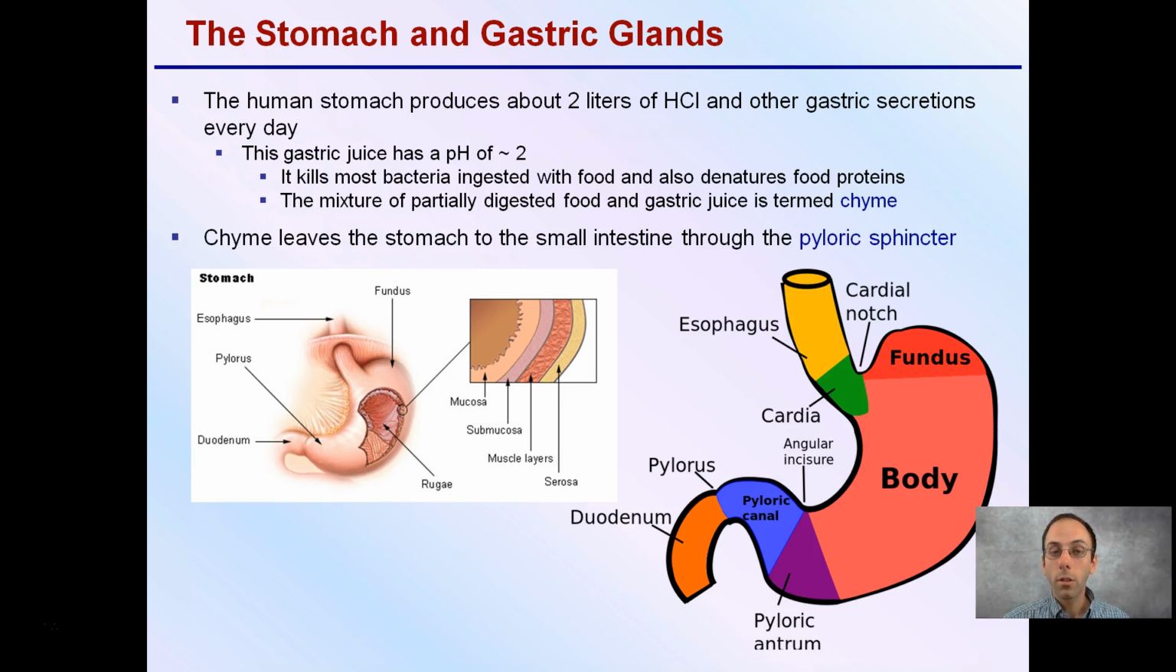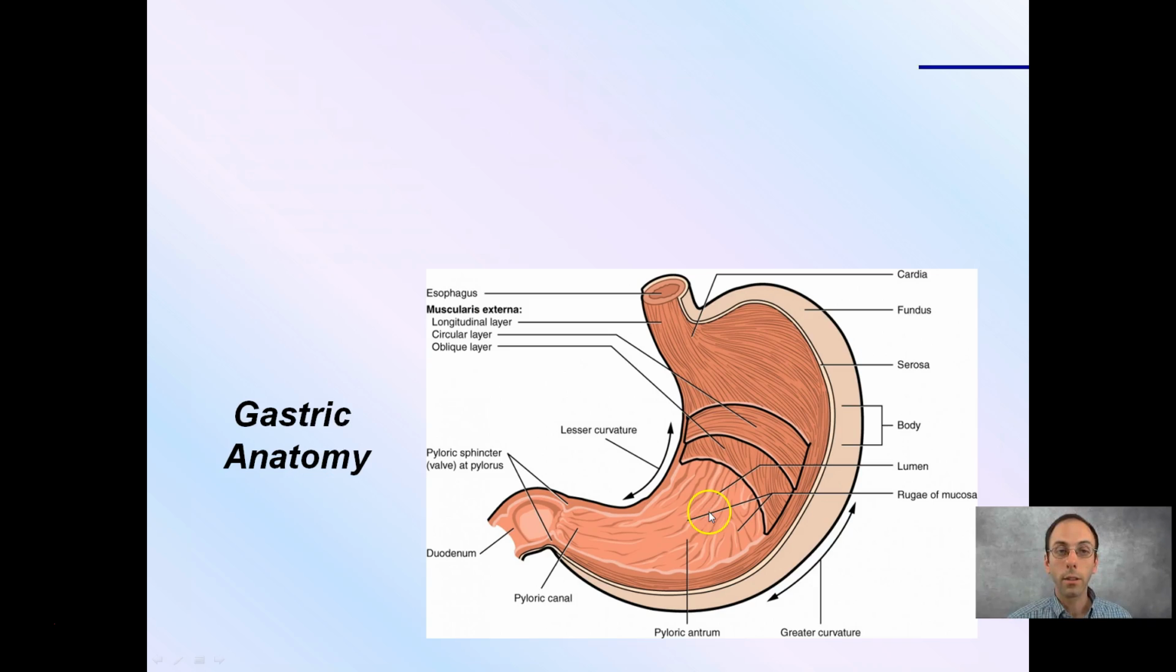The mixture of partially digested food and gastric juice is called chyme. If you remember, in our mouth, when we start adding saliva, that would be called a bolus. And now when we're mixing with these gastric juices, it now becomes chyme. Chyme leaves the stomach into the small intestine through the pyloric sphincter. Remember, sphincters can open and close, and that's what's allowing a portion of this food, hopefully after it's been at least partially digested, to start entering the small intestine. Keep in mind it goes from esophagus to stomach to small intestine, not the large intestine.